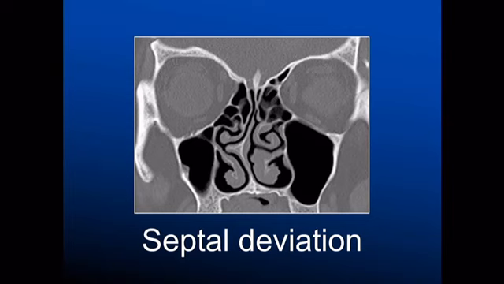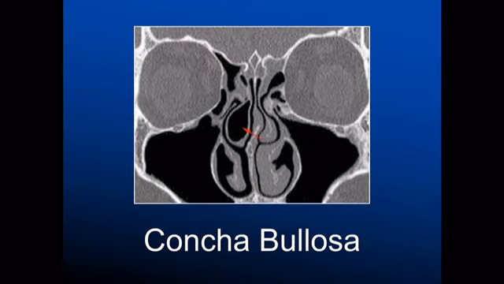You tend to have a spur on the side that the deviation is bowing towards. And in this case, there's no associated mucosal disease, there's no evidence of nasal obstruction, so you wouldn't even need to report this out in the general community. And also concha bullosa.